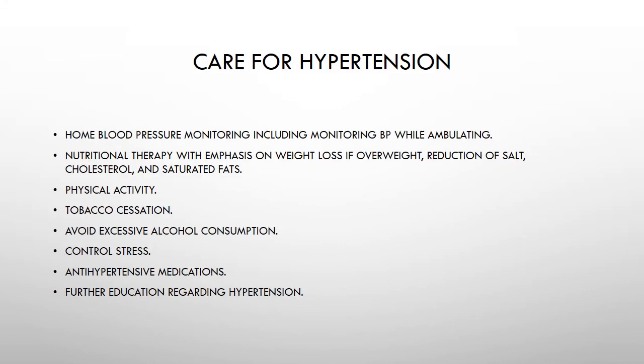Caring for hypertension. Home blood pressure monitoring, including monitoring blood pressure while ambulating. Nutritional therapy, with emphasis on weight loss if overweight, and reduction of salt, cholesterol, and saturated fats. Physical activity is important, as well as tobacco cessation, avoiding excessive alcohol consumption, controlling stress, antihypertensive medications if needed, as well as further education regarding hypertension.